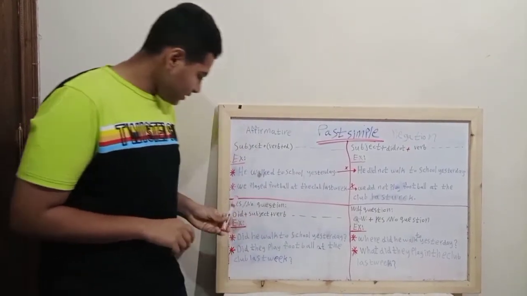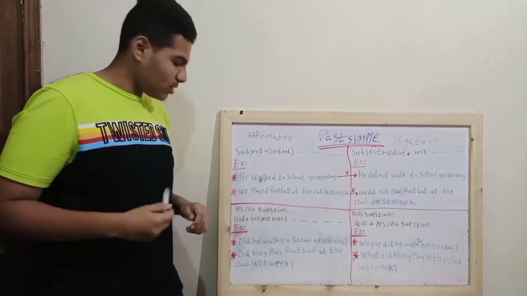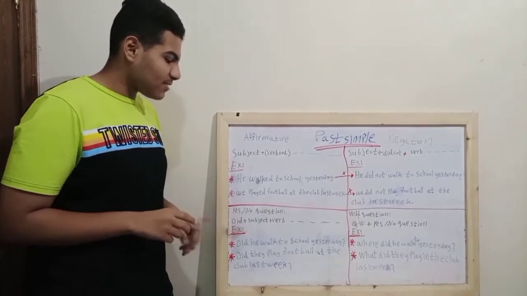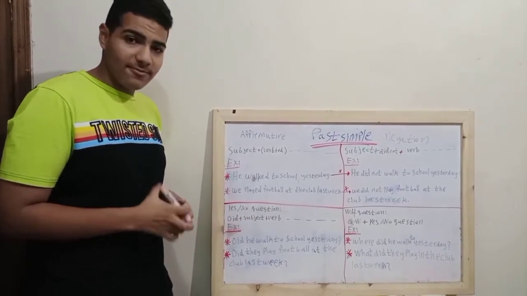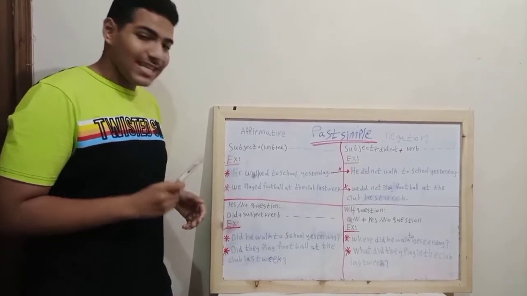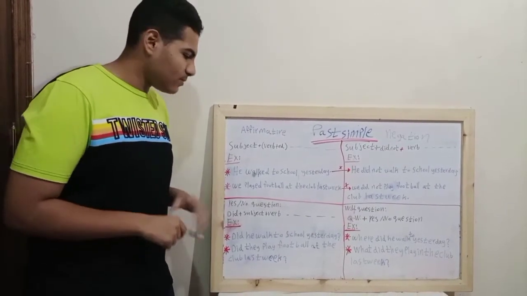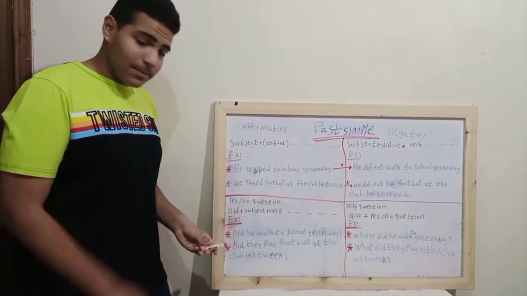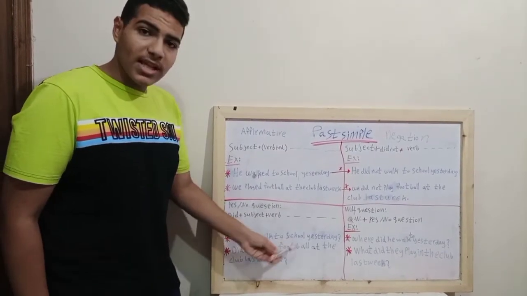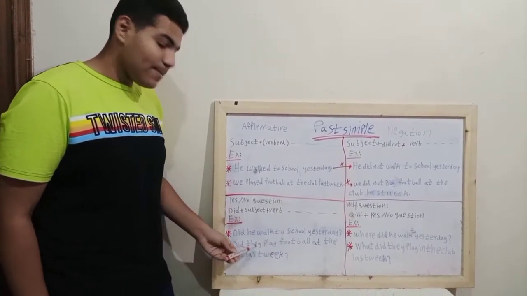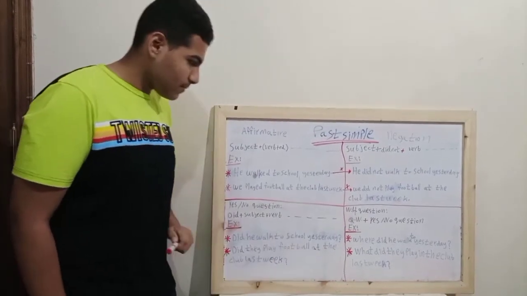Now let's move to the yes or no question. The yes or no question consists of did plus the subject plus the verb in the basic form. And if the question needs an object or a complement, you can add them too. As an example, did he walk to school yesterday? Did they play football at the club last week?